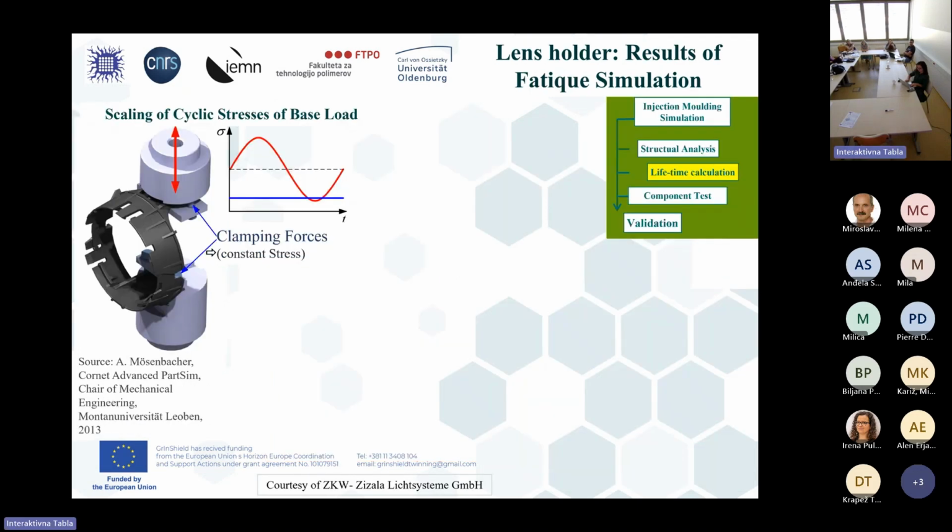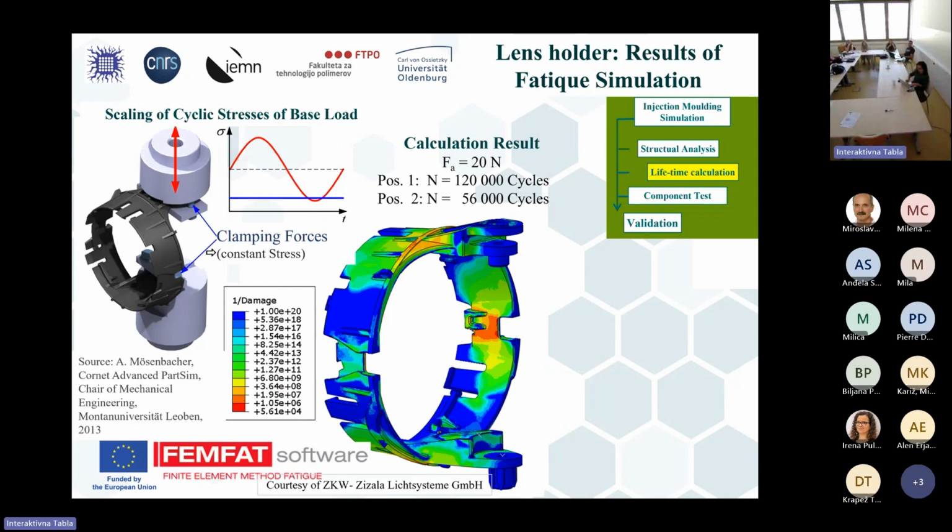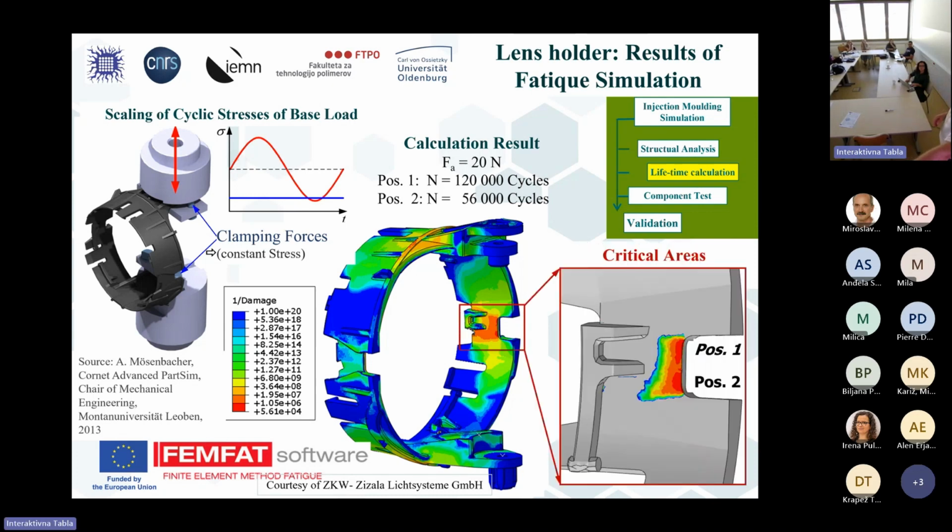Then we built up in the computer these cyclic stresses, and we calculated the lifetime, and the software, the FanFAT software, it's a commercial software. We found out on position 1, the part can fail after 120,000 cycles, and position 2, 56,000 cycles. And that's the critical area with position 1 and position 2. That's coming out of the computer.